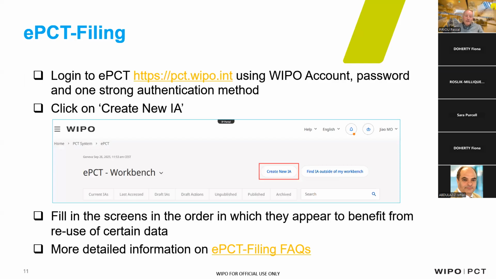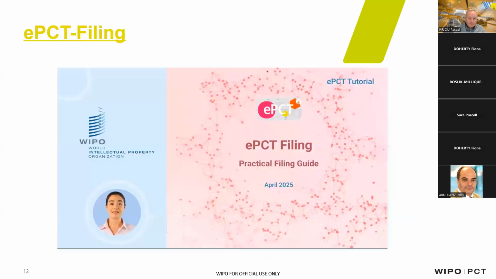So yes, when you connect to ePCT with strong authentication, you can file international applications using ePCT. And for that, you need to sign in with your WIPO account and with your strong authentication. Then you click on the button Create New IA, and then you will fill in the screens in the order in which they will appear, and I will show you that when we do the live demonstration. You can also find some useful FAQ articles on ePCT filing from our FAQ page. This slide is just a screenshot of a tutorial video on how to use ePCT to file your international application.